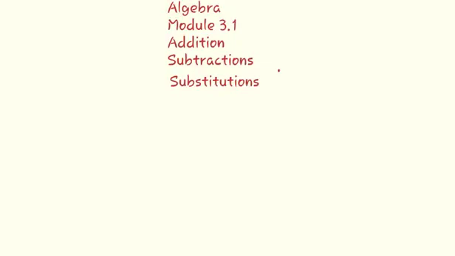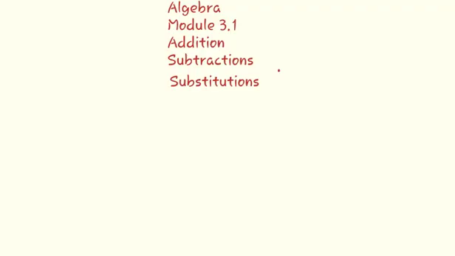Hi, welcome to Algebra, Module 3.1. So we've done Book 1 of Peter Robson, we've done Book 2. Book 1 was the red book, Book 2 was the blue book. Now we're going on to the green book, Algebra, Book 3, Module 3.1.